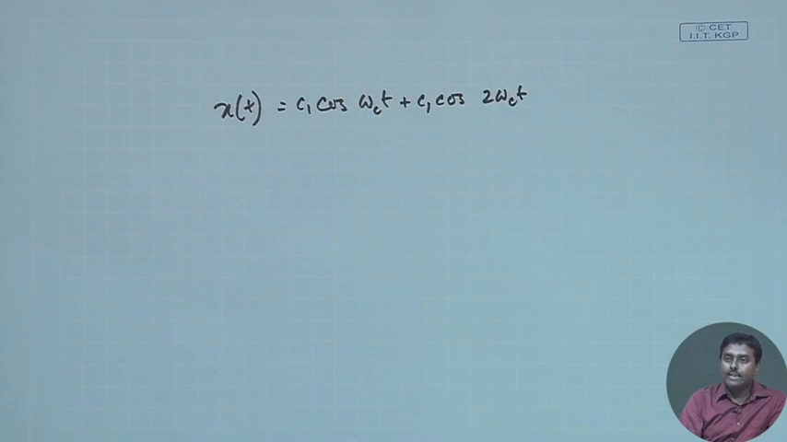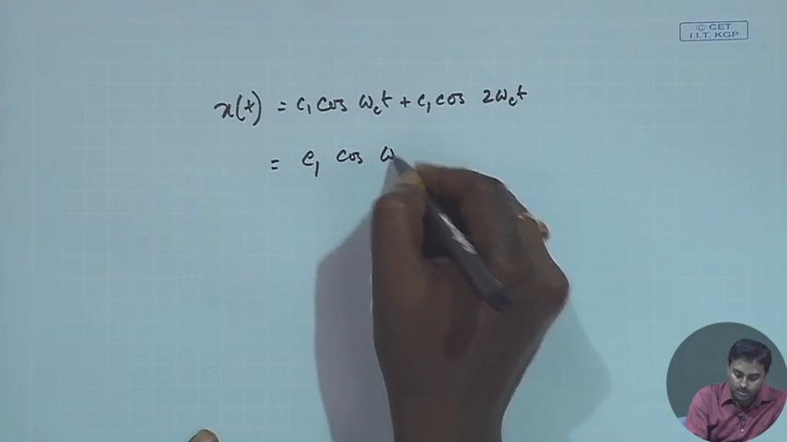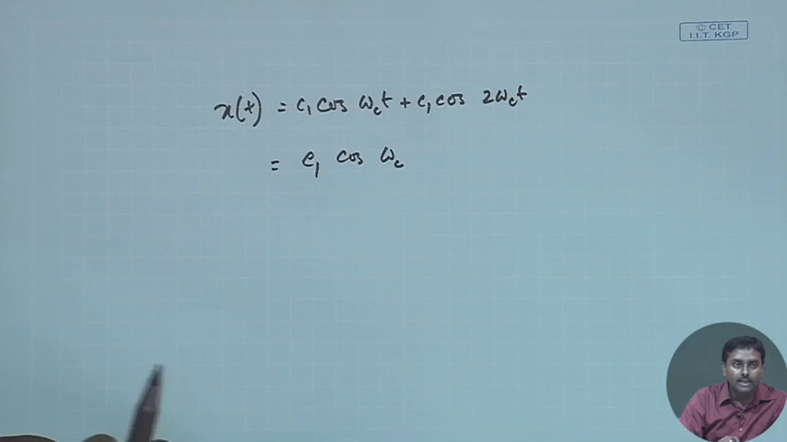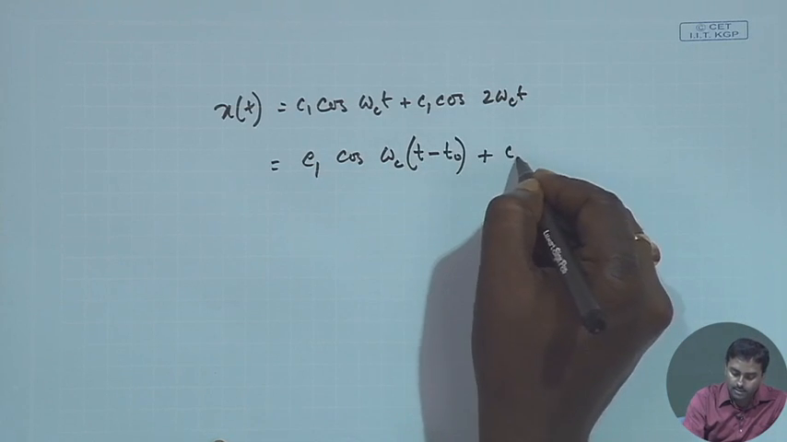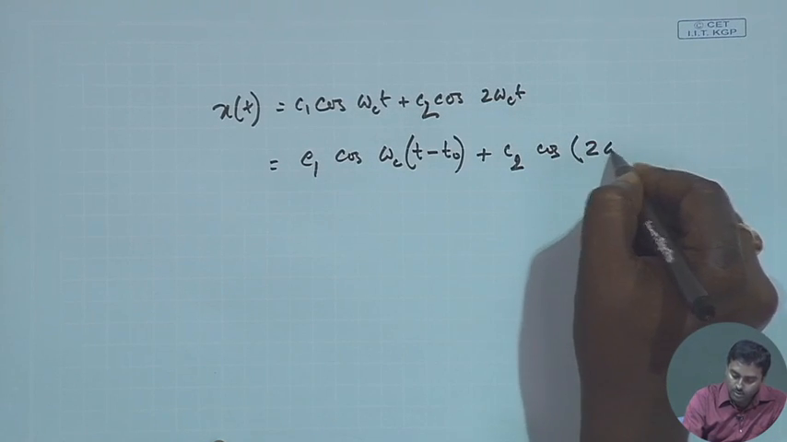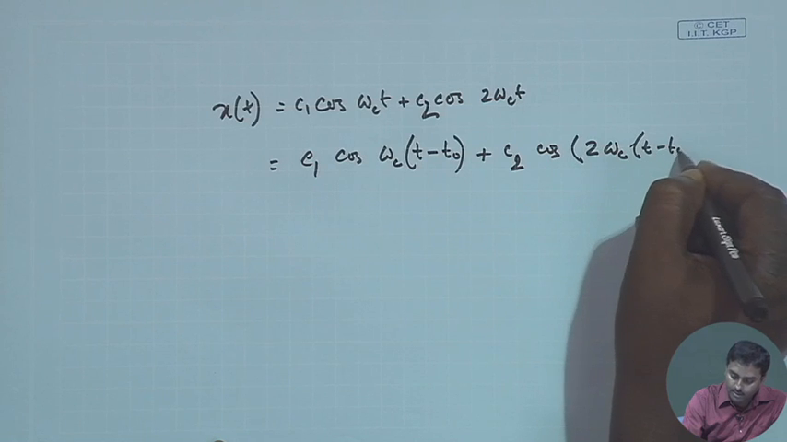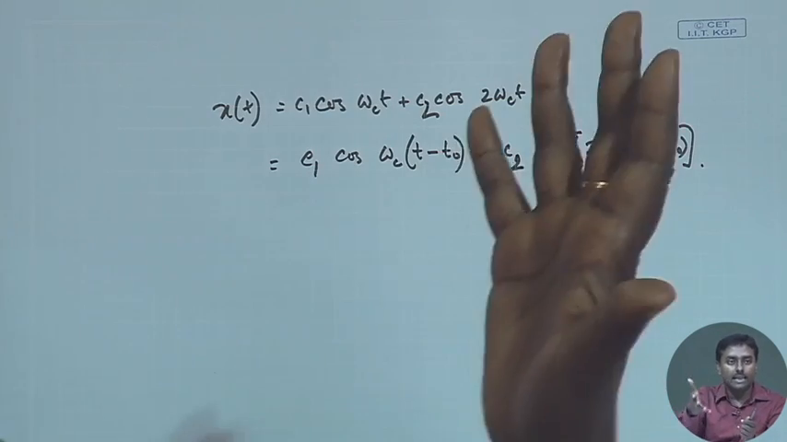Let us say I am providing a delay to it. So this is c1 cos omega_c (t minus t0) plus c2 cos 2 omega_c (t minus t0), since delay means it will be delayed by that much time. Let us say I have a circuit through which, when the signal passes, it gets a delay. It just appears a little bit later, because the circuitry provides some delay, and that delay is t0.